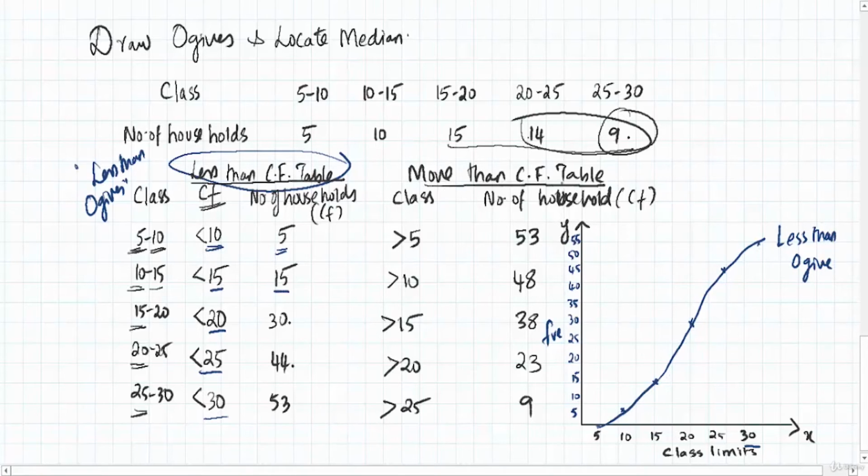Now we'll also concentrate on more than ogives. When your class is 5, the frequency is 53, so you have that here. When your class is 10, the frequency is 48, somewhere here. When your class is 15, the frequency is 38, somewhere here. When class is 20, the frequency is 23. When the class is 25, the frequency is 9, and you don't have information for 30, so we'll take it as 0. Now we have to plot this.